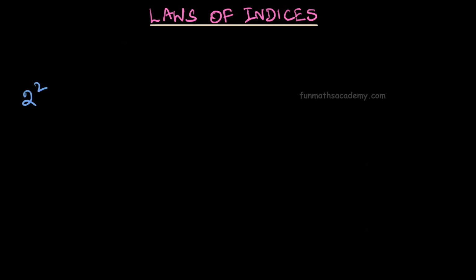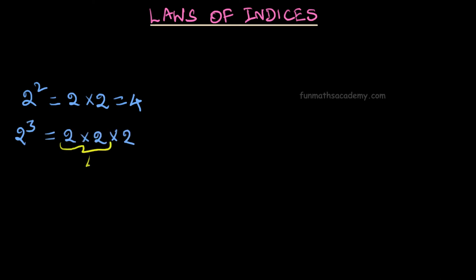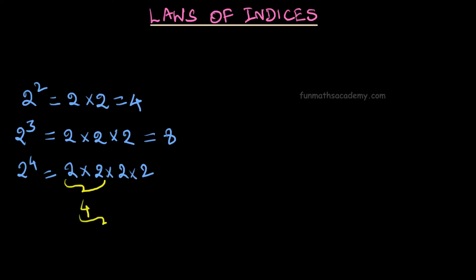So 2 power 2 is we will multiply 2 twice and we will get 4. 2 power 3 means we will multiply 2 3 times. Here 2 times 2 is 4 and 4 times 2 is 8, so we get 8. In the same way, 2 power 4 is 2 times 2 times 2 times 2. Here 2 times 2 is 4 and 4 times 2 is 8 and 8 times 2 is 16. So 2 to the power 4 will be 16.